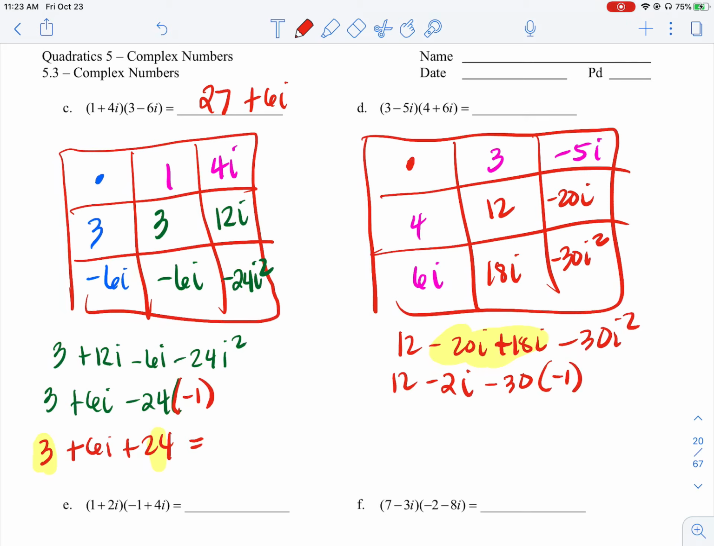So remember, i squared is a negative 1. So 12 minus 2i plus 30. So you can combine those two, because negative 30 times negative 1 is a positive 30. So our final answer is 42 minus 2i. Okay, are we good? Is this easy? I hope it is easy.